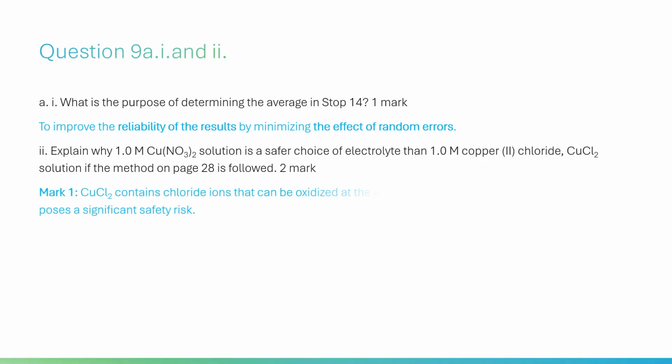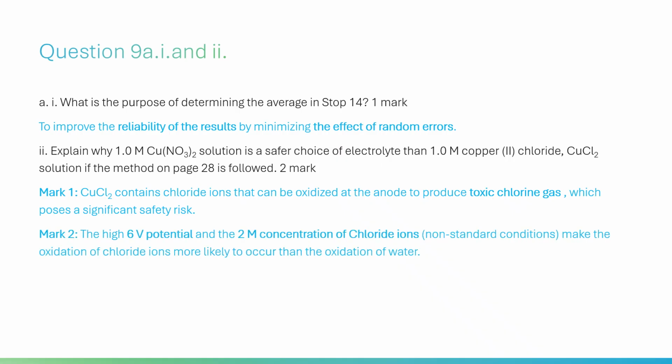Mark 1: CuCl2 contains chloride ions that can be oxidized at the anode to produce toxic chlorine gas, which poses a significant safety risk. Mark 2: The high 6 V potential and the 2 M concentration of chloride ions, non-standard conditions, make the oxidation of chloride ions more likely to occur than the oxidation of water.